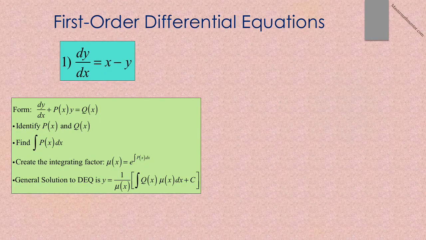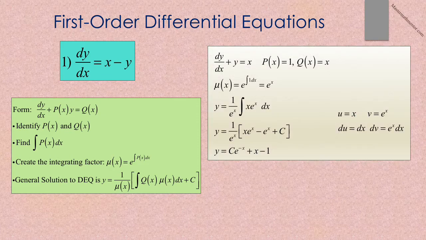Let us first attempt to solve the differential equation dy dx equals x minus y. It is clear that this is not a separable differential equation. So let us see whether we can use our technique, which I showed on the screen, to solve this as a first order differential equation. The first step is to put it in the correct form. dy dx plus p of x times y is equal to q of x. And doing that, we get dy dx plus y is equal to x. That makes p of x equal to 1 and q of x is equal to x.